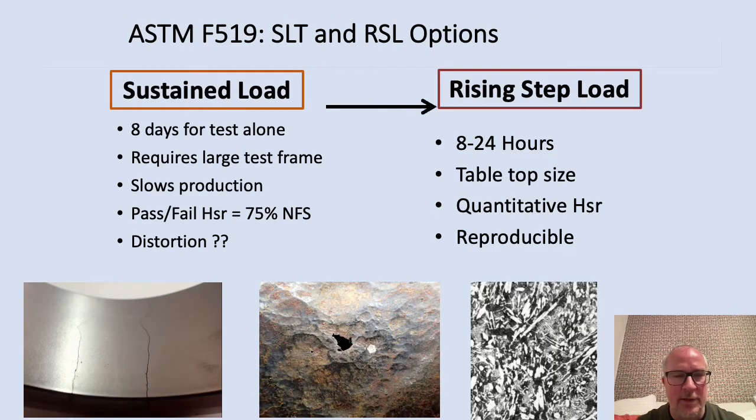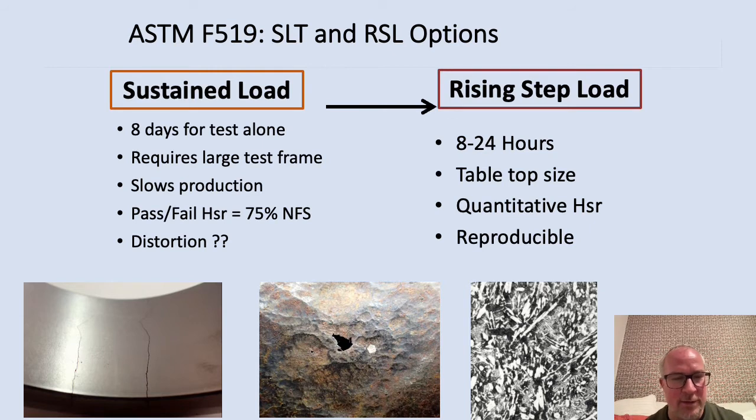So, here's an example of why you would pick the rising step load method. For a lot of materials, it can be performed in 8 to 24 hours. It doesn't require a large test frame. It can be tabletop size, and in fact, you can have several of them on a single table. It produces a quantitative value that we call HSR, which is the hydrogen stress ratio, or susceptibility ratio. And most importantly, it's highly reproducible, as compared to the sustained load method, which only gives you a pass-fail answer and doesn't have the same sort of reproducibility that you would get with the rising step load method.